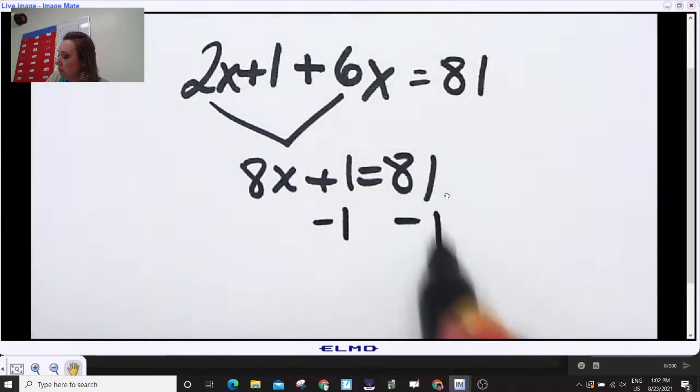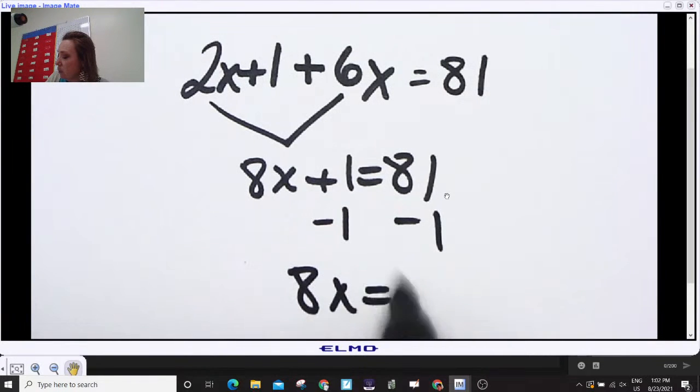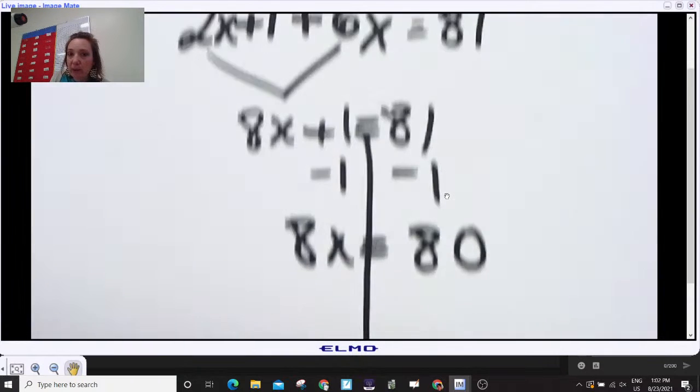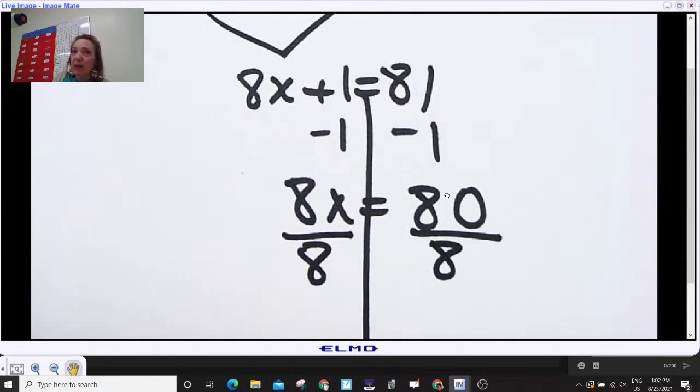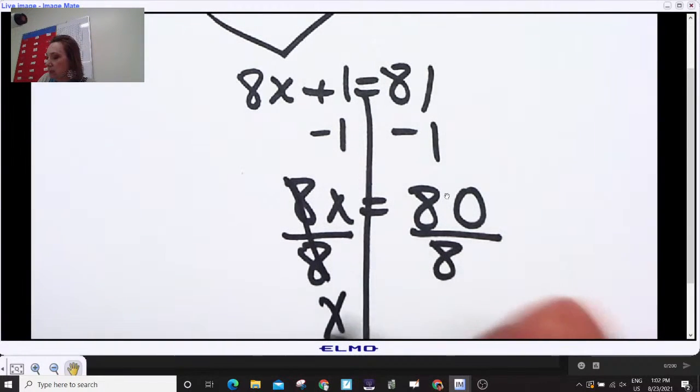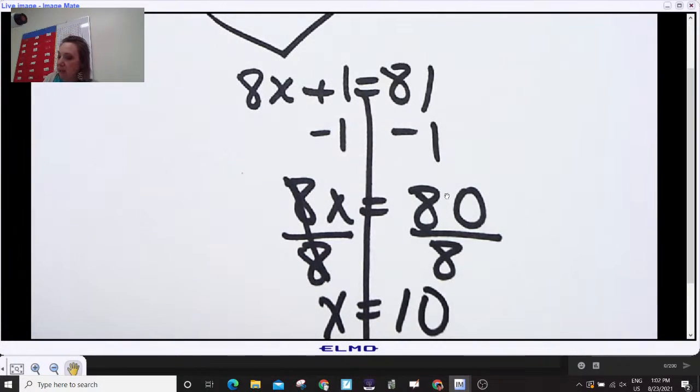Subtract 1. So we have 8x equals 80. Now what? Divide by 8, because 8 and x are multiplied, and to unmultiply, you divide. So x is 10. Now, are we done? No.